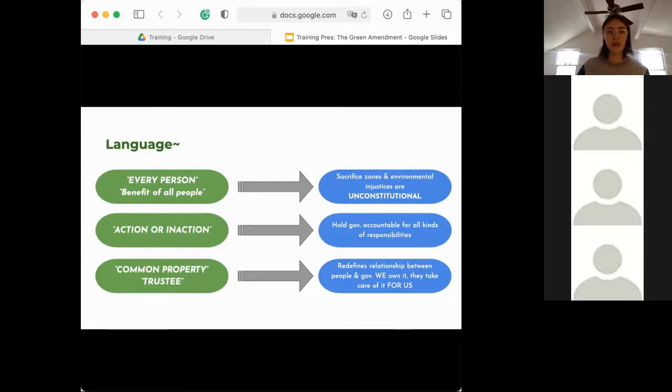So it's not just, they don't just have to protect the environment to make sure we're not hurt. They need to do the best that they possibly can. So it's no longer the bare minimum type of relationship. So in summary, this trust language really is what makes the environmental rights in the Green Amendment real.